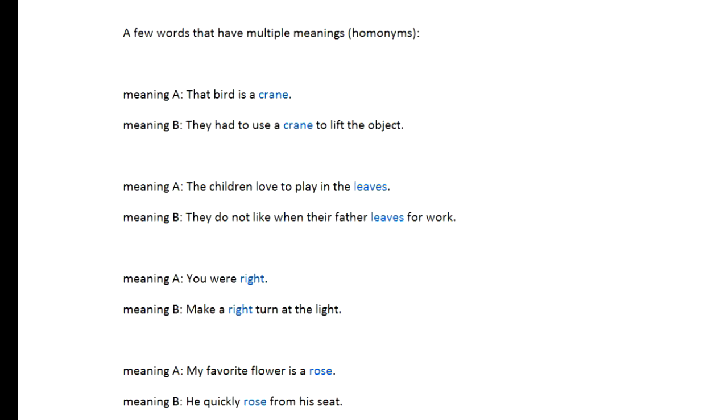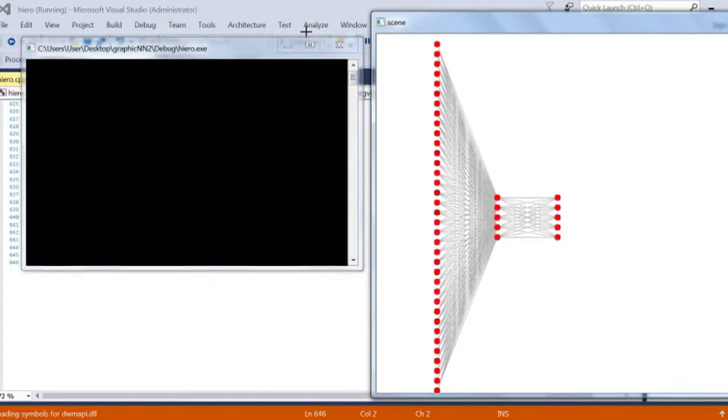Without the ability to get the context, the translation software cannot properly choose the appropriate meaning to a particular word that has multiple homonyms. I would like to demonstrate how to train a neural network to be able to understand the meaning of a word depending on its context.